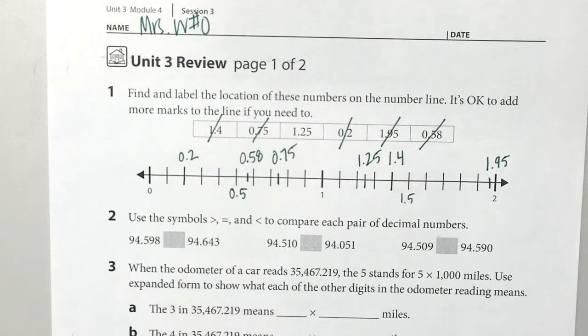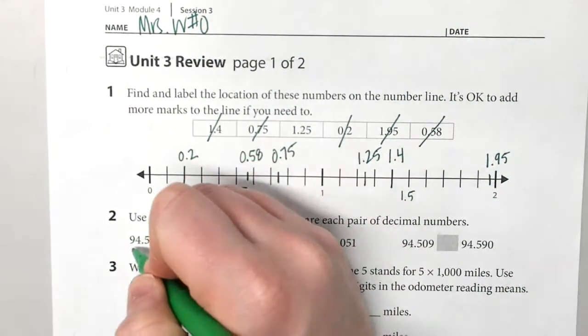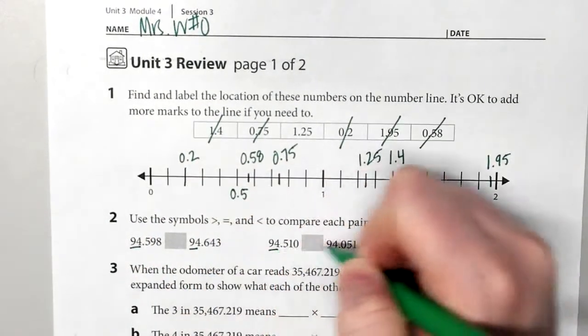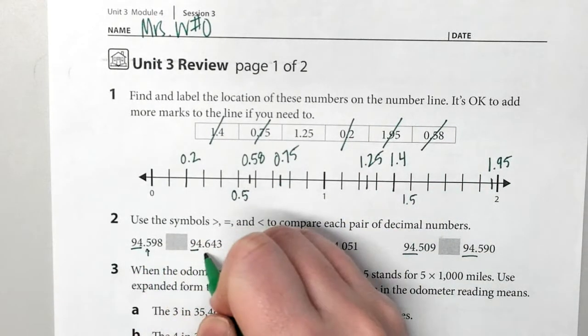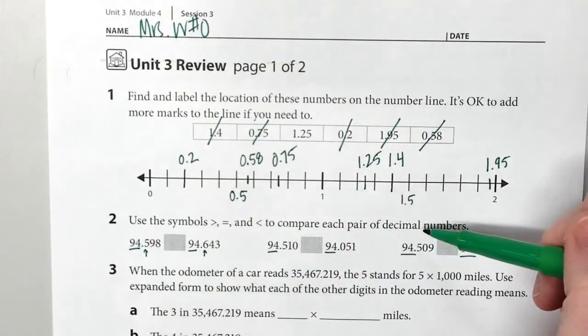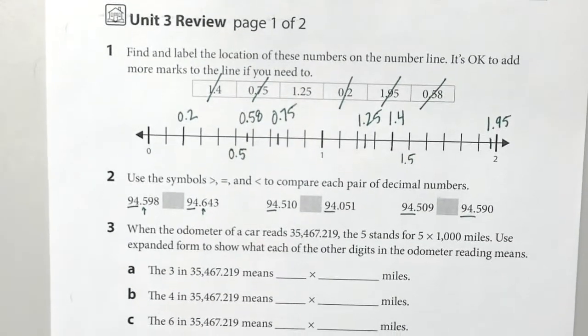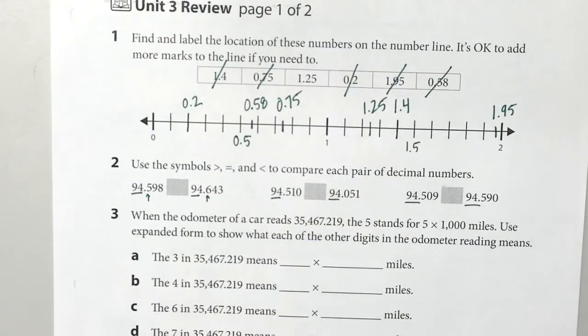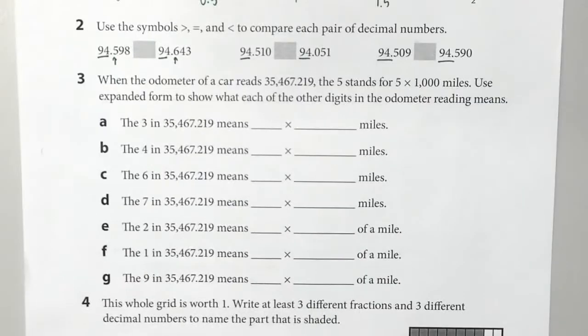All right, number 2 says use the symbols greater than, equal to, and less than to compare each of the decimal numbers. Remember, always start with the numbers over here, and you'll notice that they're all the same, so then you start with the next number and start comparing. Go ahead and pause the video so that you can do number 2. Press play when you're all done with number 2. Great work. Let's go on to number 3.